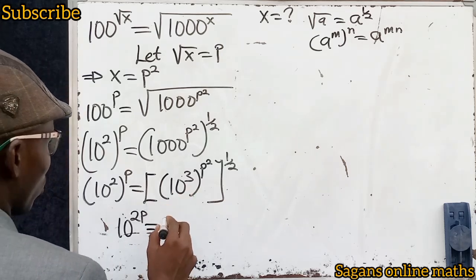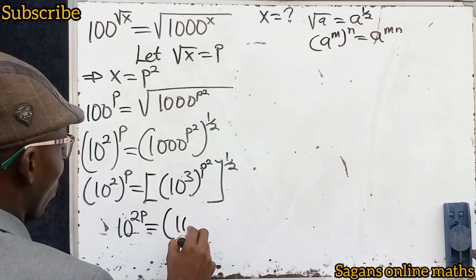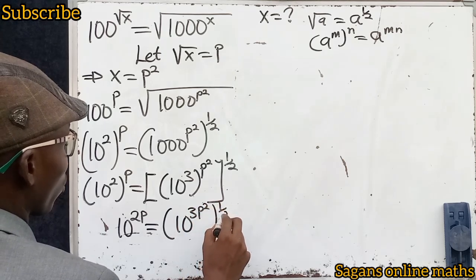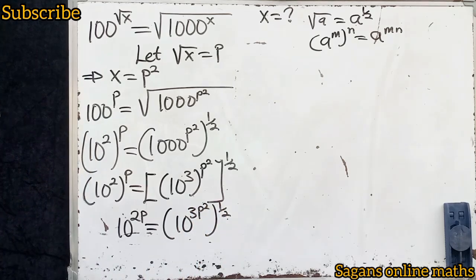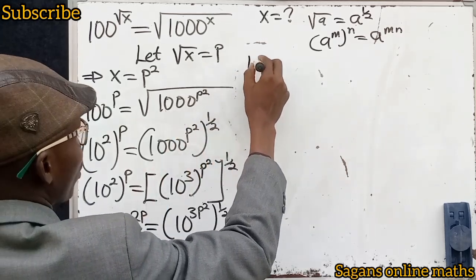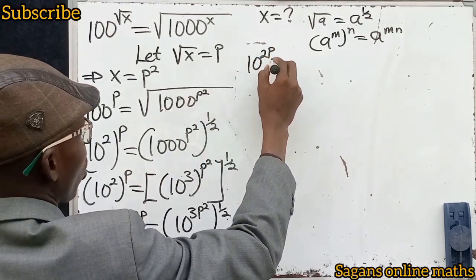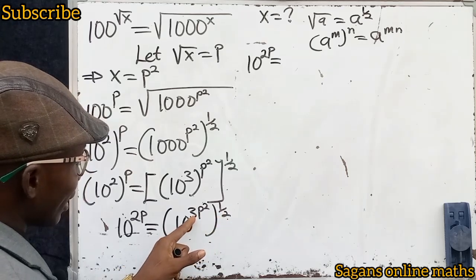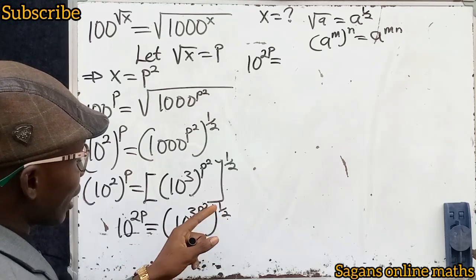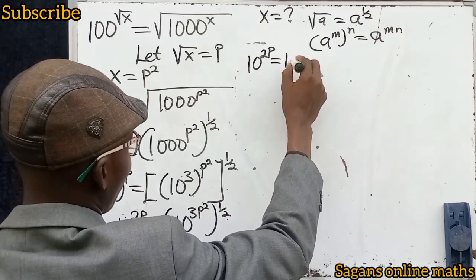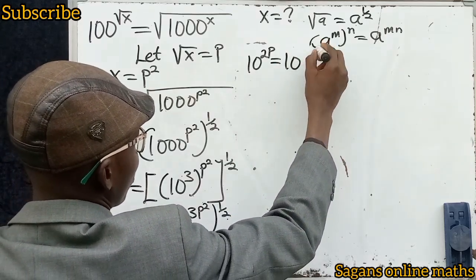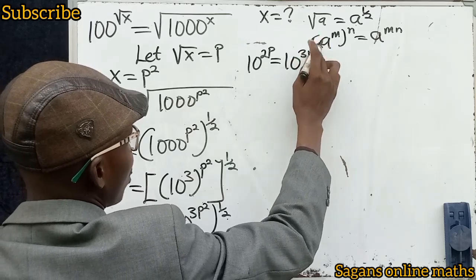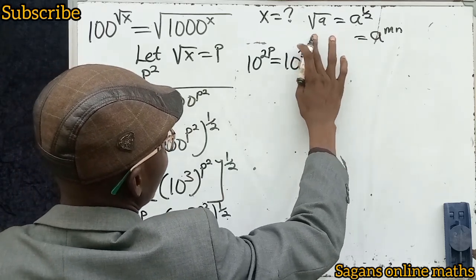Is equal to, now we can do something here as 10 to the power of 3p square, all to the power of 1 over 2. Beautiful. Now that means 10 to the power of 2p is equal to, now the index also can multiply the index outside. So the index here is 3p square. 3p square times 1 over 2 is the same as 10 to the power of 3p. Sorry, let me just remove this one here.